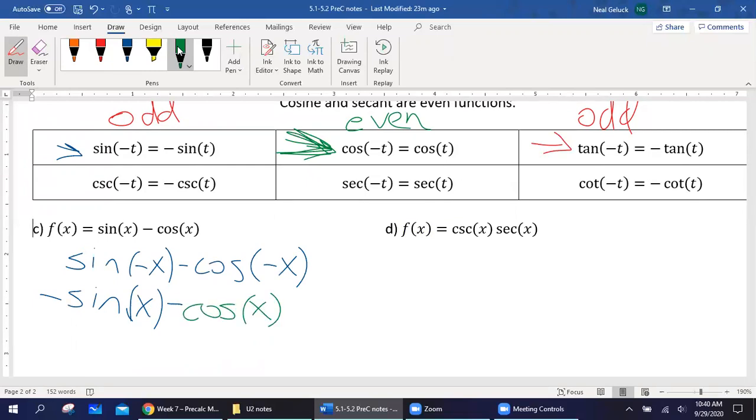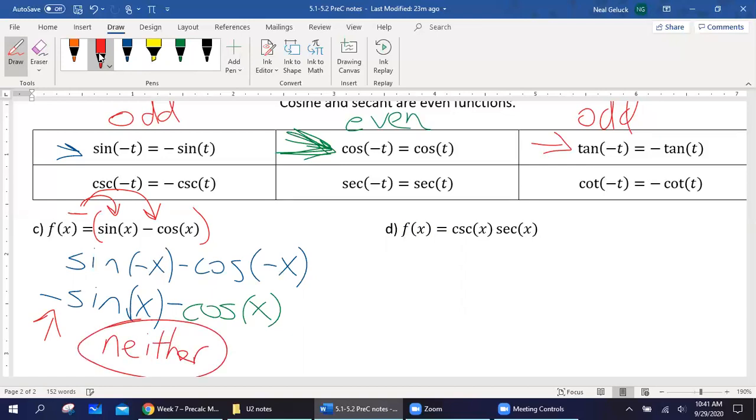Okay, so here's the tricky one. I definitely did not get the exact same thing back because there's this pesky negative out in front. So it's not even. Is it odd though? Well, odd would mean that I'd get the negative of the original, but the negative of the original would have been negative sine plus cosine. I did not get that either. So this is neither even nor odd. And actually most functions are neither. We're just dealing with a lot of special cases right now.